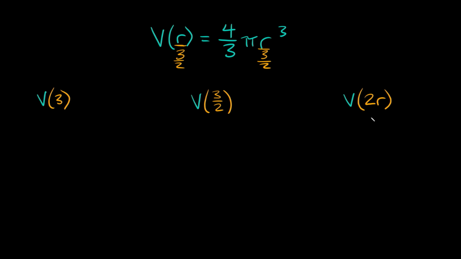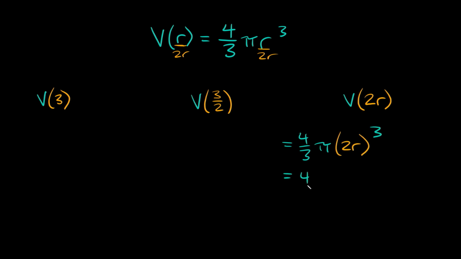And then lastly, we just have v of 2r. So this time, let's clean this up a little bit. Wherever we have an r, we're going to plug in just a 2r. Okay, so let's just write that 2r there and 2r there. So v of 2r is going to be equal to 4/3 times pi times 2r cubed.